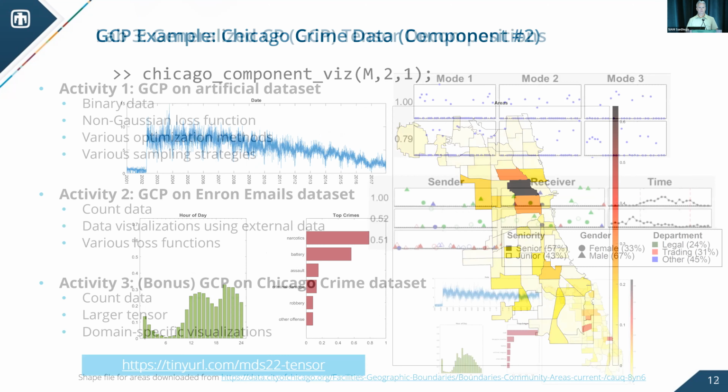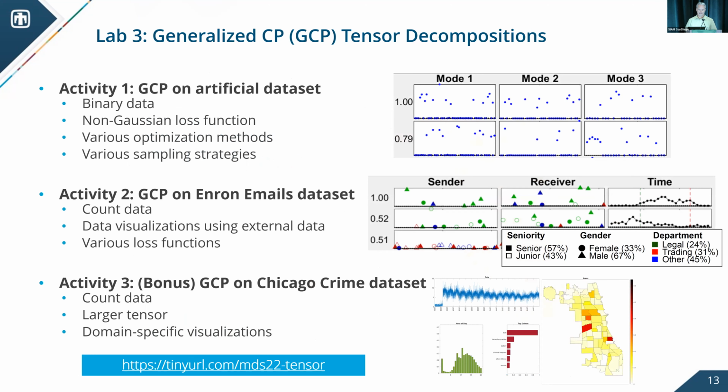Okay, so the 3 labs that we're going to play around with for generalized CP: one is an artificial data set that's created with a tool that comes with the Tensor Toolbox for creating binary data. And then you want to use a different loss function for fitting that data and then visualize it in a couple of different ways. The second is this Enron email data set. Several years ago, Enron was under investigation for securities fraud, and all of the emails associated with people in that company were released as part of the investigation. People have been curating this data over time.